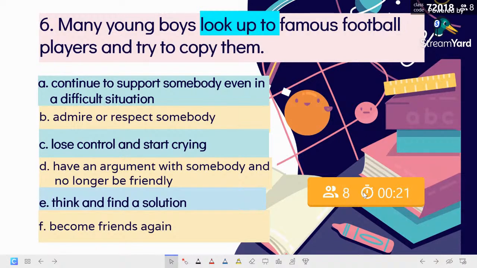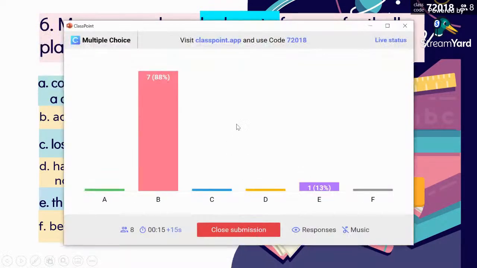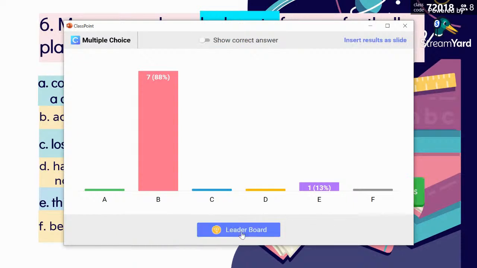One more. Look up to famous football. So, is it continue? Okay, finish 8. One answer E. Yeah, I think it's quite clear. The answer is B.